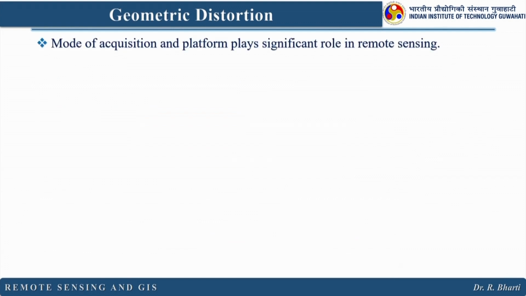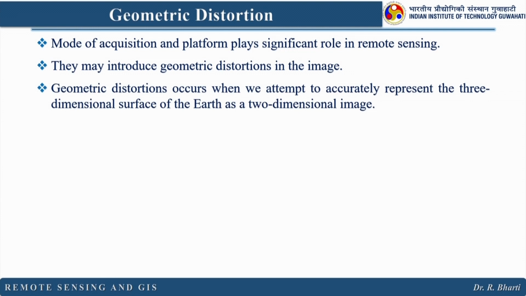The next is geometric distortion. Mode of acquisition and platform play a significant role in remote sensing. They may introduce geometric distortion in the image, and geometric distortion occurs when we attempt to accurately present the three-dimensional surface of the earth as a two-dimensional image, right. This is very important, because when you are looking from the top, you are removing the effect of slope and local topography, and we say that everything is 1 pixel, right.